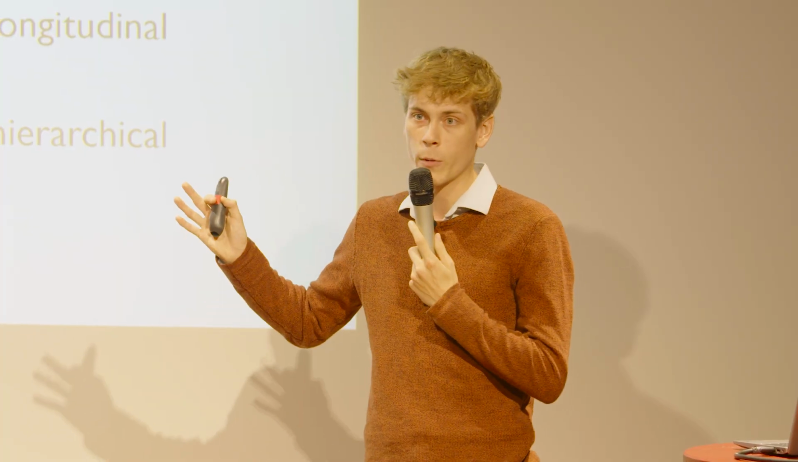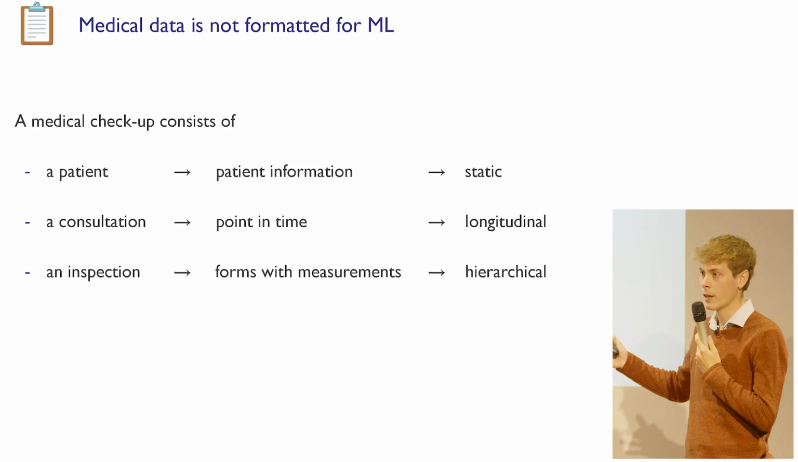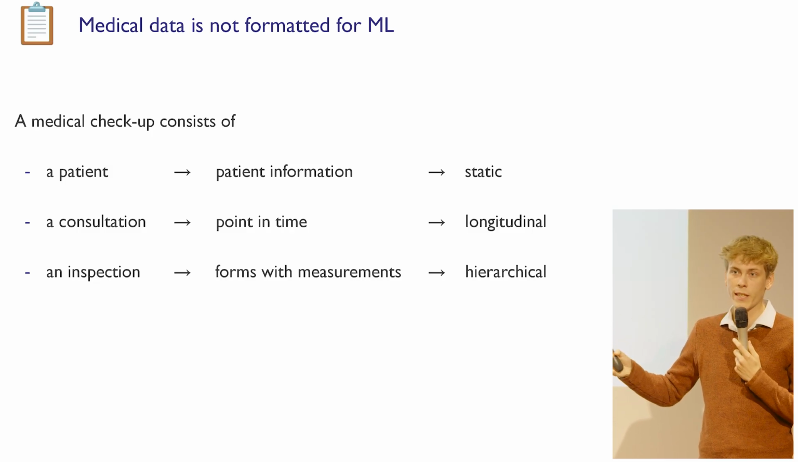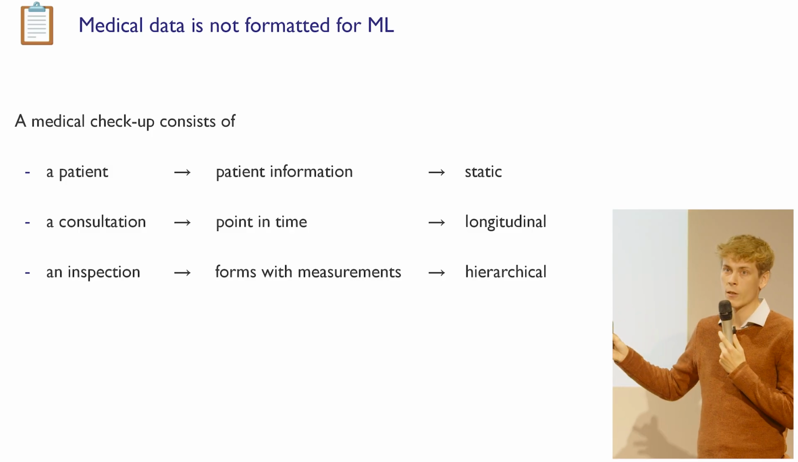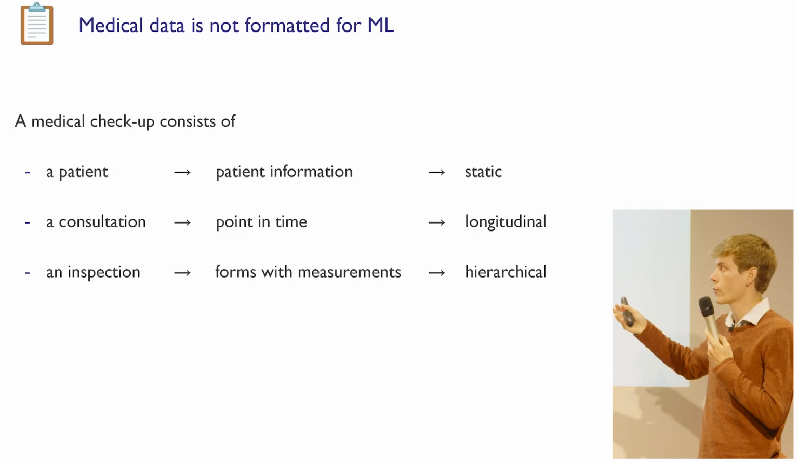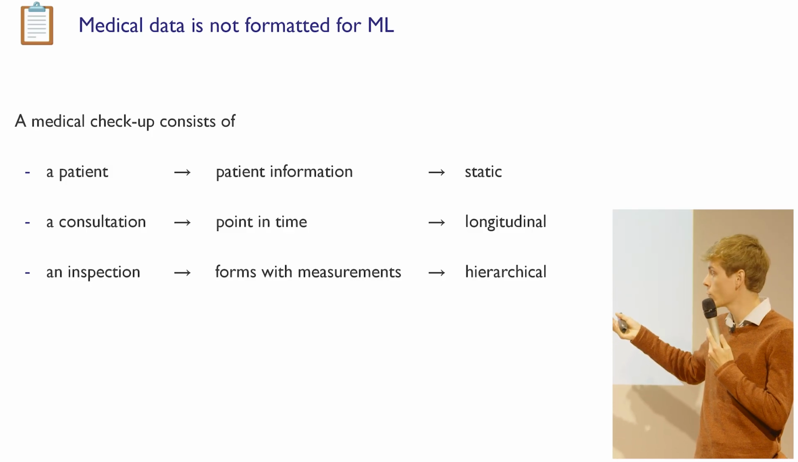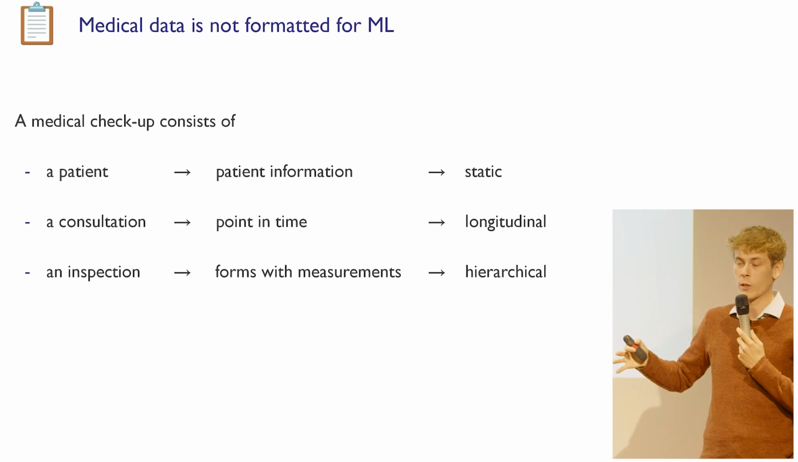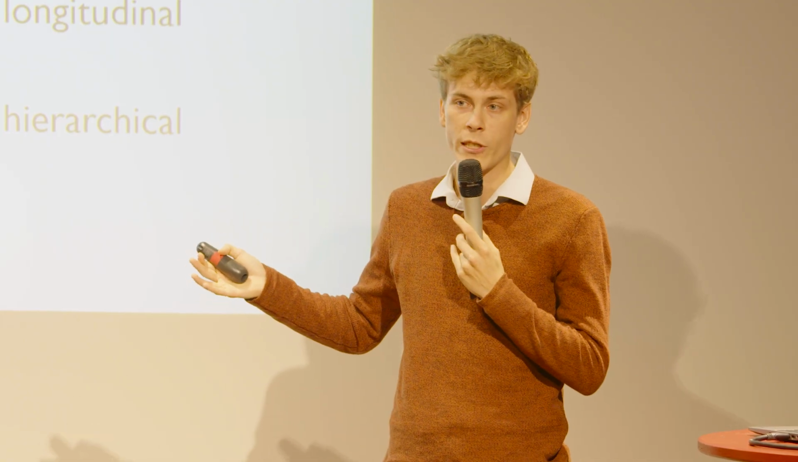Picture the scenario where a patient goes on a consultation with his doctor at a hospital, and then the doctor makes an inspection on this patient to put together a diagnosis or a treatment plan. So we have three different kinds of data we get from this. We have the patient information, which is static in nature. We have the point in time of the visit, which is a longitudinal data modality. And then we have the forms with the measurements, which are hierarchical typically. So this is not very convenient for a machine learning model.